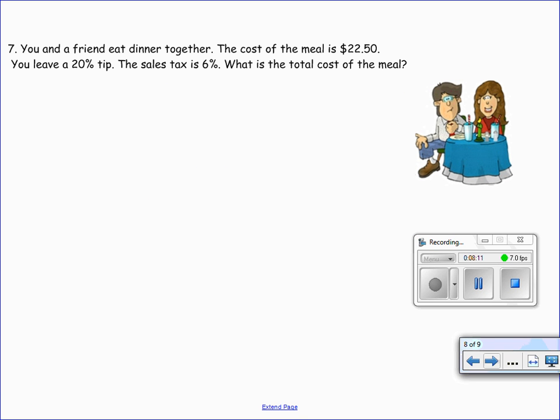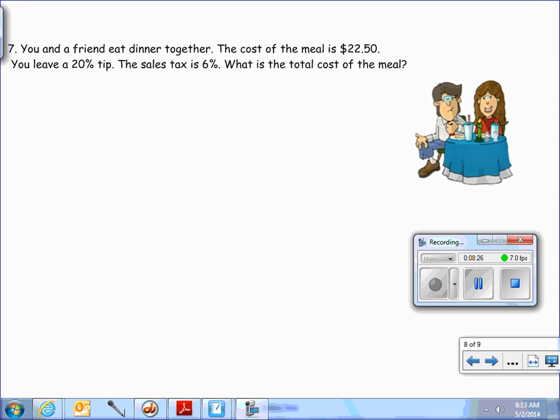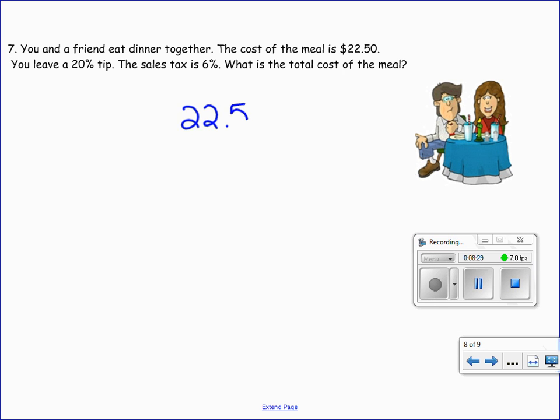Number 7, you and a friend eat dinner together. The cost of the meal is $22.50. You leave a 20% tip. The sales tax is 6%. What is the total cost of the meal? I'm going to take the $22.50 and I'm going to multiply it times 26 hundredths because I added the 20 plus the 6% and I got 26%. And so I'm going to multiply that amount by 26%. So I'm going to change that to a decimal.